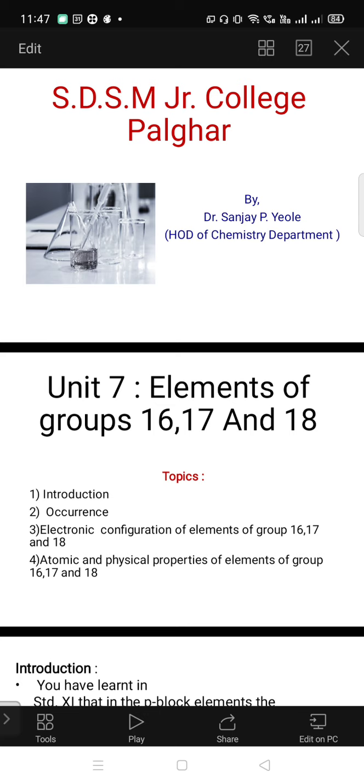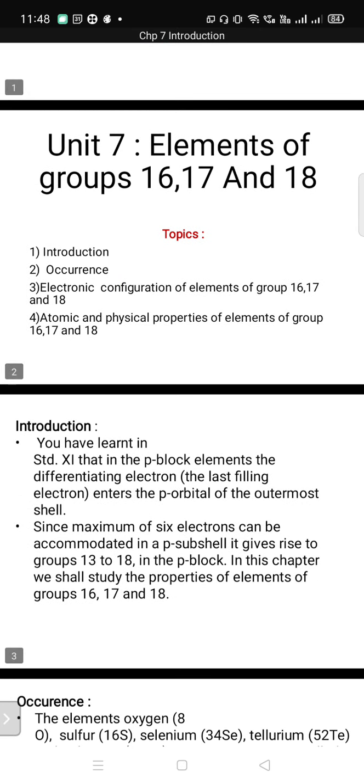In this chapter, we are going to learn about group 16, 17, and 18 elements. The topics we are going to see: first is introduction, next is occurrence, then electronic configuration of the elements of group 16, 17, and 18. Later on, atomic and physical properties of these elements. Now, one by one, we'll see the introduction.